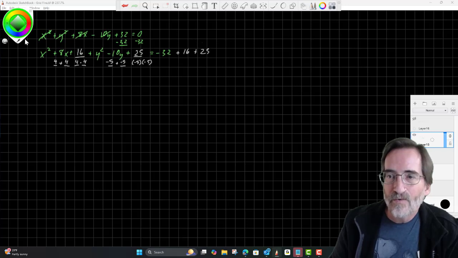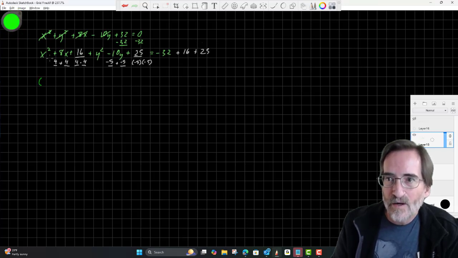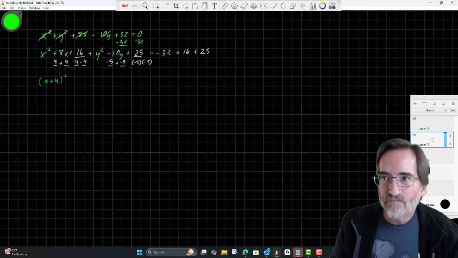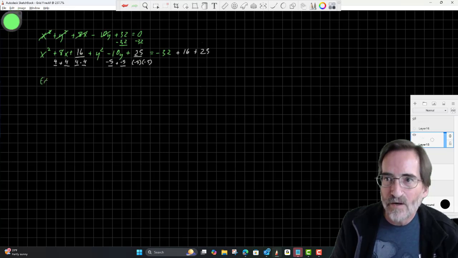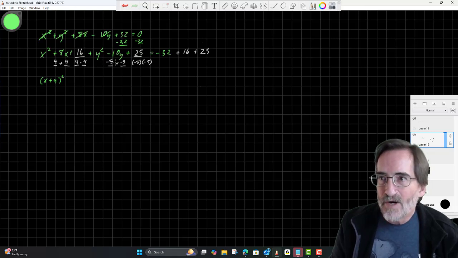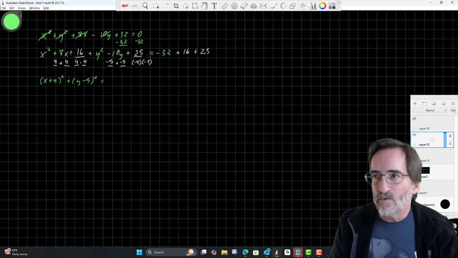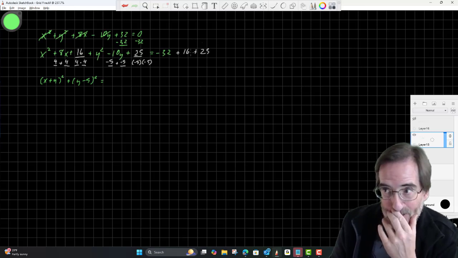Now we can write the perfect square. This is simply x plus 4. So what goes in here is the number that was added and multiplied, 4 squared. X plus 4 squared, got the wrong color here. X plus 4 squared. Okay, and this is y minus 5. So plus y minus 5 squared. We're almost there. Equals negative 32 plus 16 plus 25.